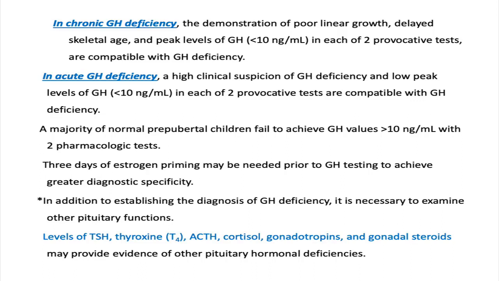In addition to establishing the diagnosis of growth hormone deficiency, it is necessary to examine other pituitary function. When we reach the diagnosis, we must check the levels of TSH, T4, ACTH, cortisol, gonadotropin, and gonadal steroids, which may provide evidence of other pituitary hormone deficiency. If there is deficiency of these hormones, we must replace them, especially cortisol and thyroxine, before we give growth hormone to the patient.